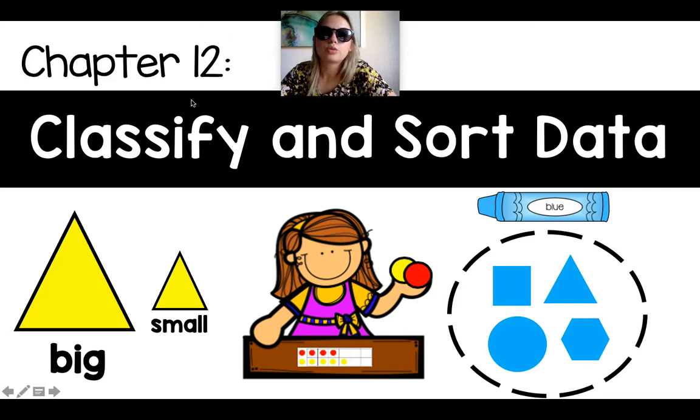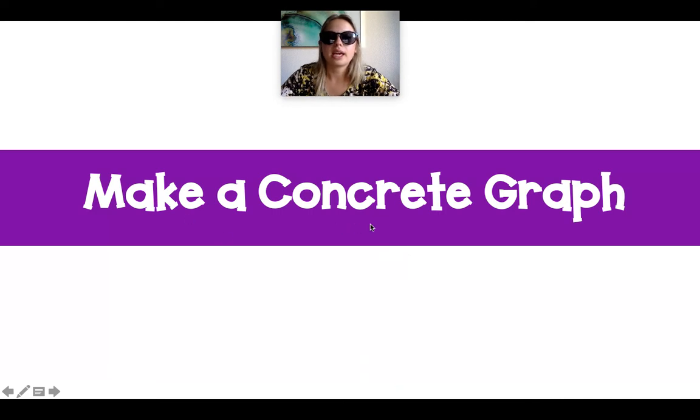So all of chapter 12 for math, we're learning how to classify and sort data. Classify is a big fancy word for understanding the color, the shape, and the size, which we've been doing, right? We've been sorting, we've been naming what color the shapes are, and then sorting them by color. We've been naming what shape they are and sorting them by shape. And yesterday, we've been naming the shape by size, so big and little, and then sorting them by big and little by size. Today, we are learning how to make a concrete graph.